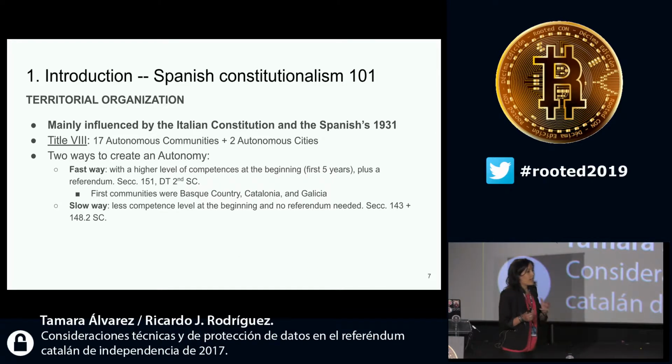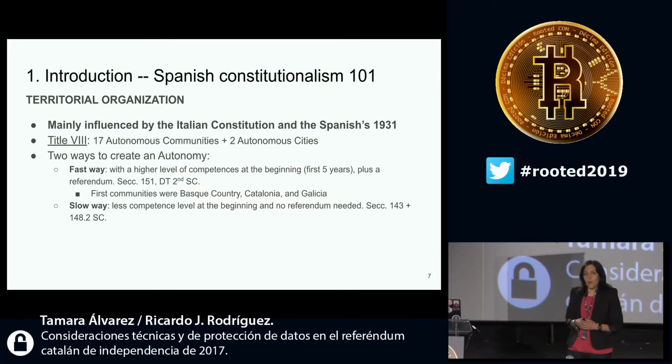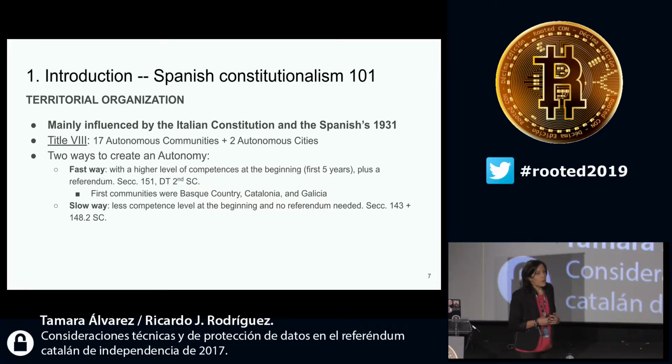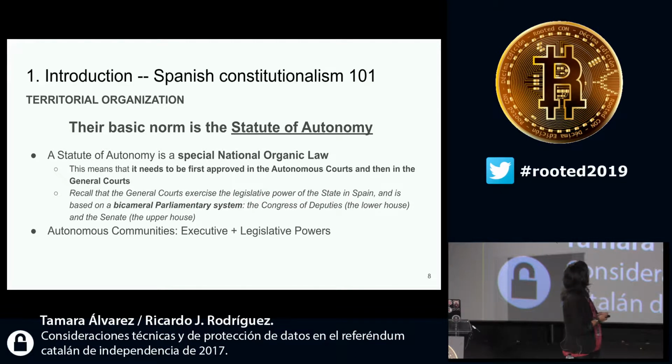We're not going to talk about the particularities or the exceptions. We have the fast way of Article 151 and transitory paragraphs 4 and 5, and then the slow way in Articles 143 and 148.2. That means that the slow way had a lower competence gap. However, the fast way would have a higher competence gap, and for approving that autonomy, they would need a referendum of their project for a statute of autonomy.